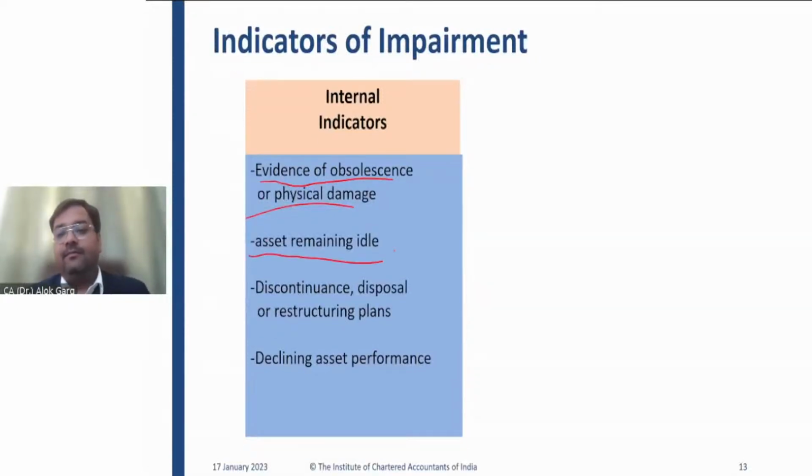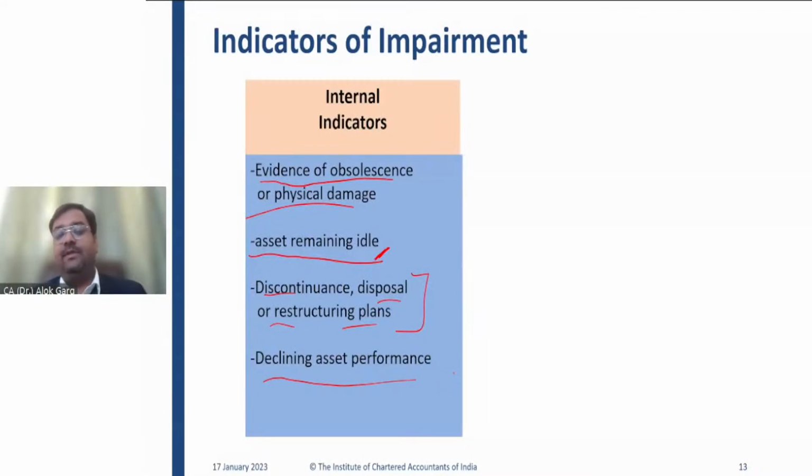Asset remaining idle. You're not able to use that asset. You have purchased a machinery, but due to the lower demand, the asset is remaining idle. You're not able to use that asset. Again, it is an impairment indicator, right? You have to check the recoverable value. If the asset is remaining idle, it means probably your market value has not declined that much, but probably your value in use will go down, right? So you have to check the impairment. In this case, you have to do the impairment testing and check the recoverable amount.